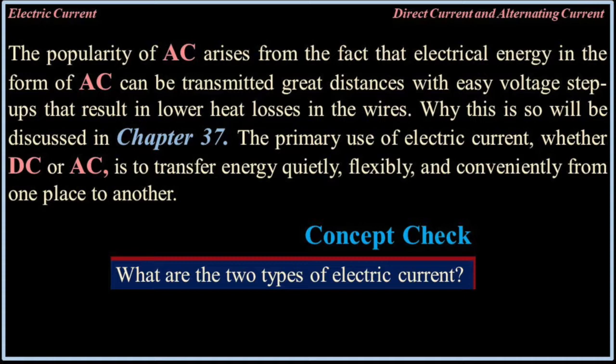The popularity of AC arises from the fact that electric energy in the form of AC can be transmitted great distances with enough voltage step-ups that result in lower heat losses in the wires. Why this is so will be discussed in Chapter 37. The primary use of electric current, whether DC or AC, is to transfer energy quietly, flexibly, and conveniently from one place to another. Concept check. What are the two types of electric current?